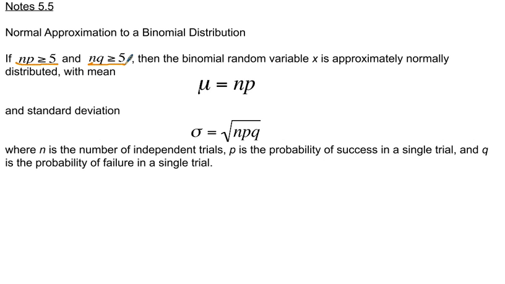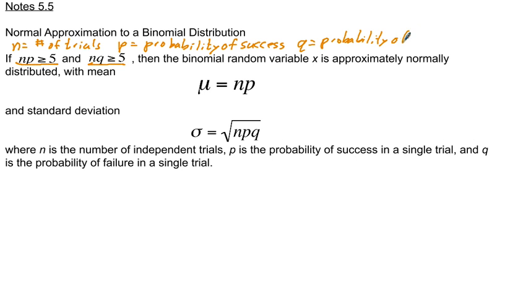Right, so keep in mind n is number of trials, p is probability of success, and q is probability of a failure. So if n times p is greater than or equal to 5 and n times q is also greater than or equal to 5, the binomial random variable x, or the whole binomial probability problem, is approximately normal.